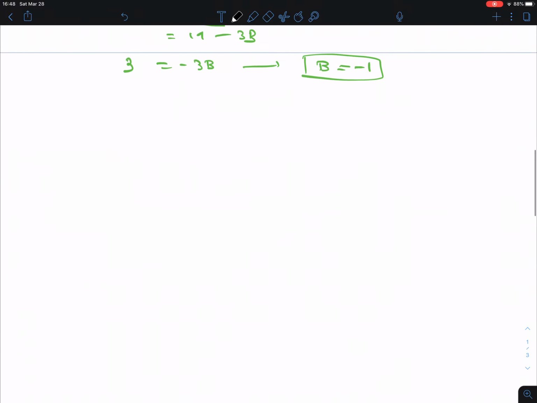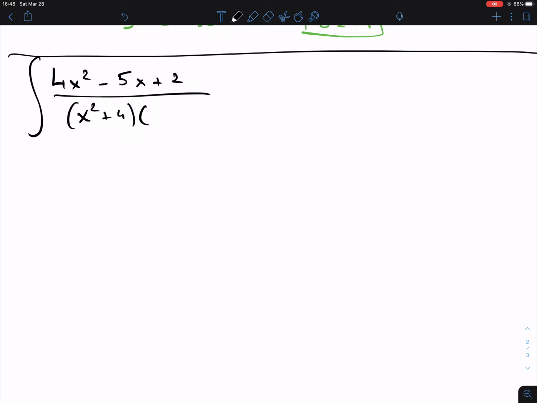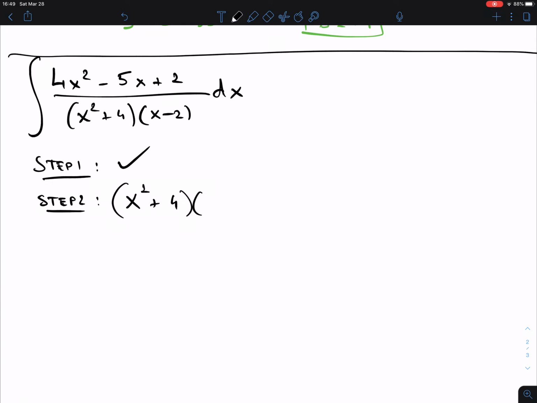Okay, so let's go now to the other possibility that you can get. So one of these you will get: the integral of 4x squared minus 5x plus 2 divided by x squared plus 4 times x minus 2 dx. Okay, so again, step 1 is okay, right? The degree at the bottom is 3, on top is 2, so nothing to be done here. Step 2, we have to factor x squared plus 4 times x minus 2. Okay, good. It's almost factored.